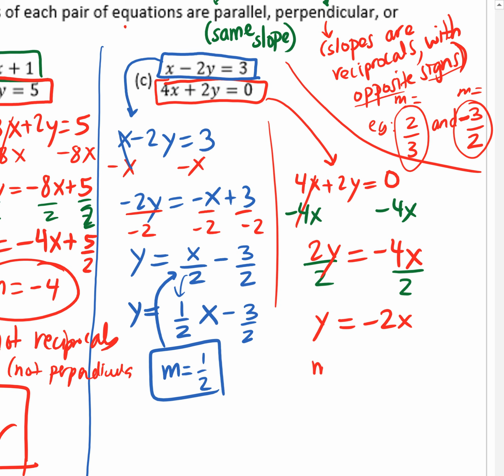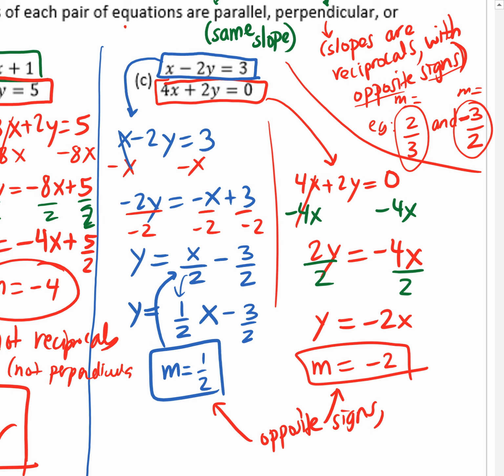Alright, so the coefficient of x is negative 2. That must be the slope. But notice these guys, they have opposite signs. Because the first one was positive, this second one's negative. And they're reciprocals. 1/2's reciprocal is 2 over 1, but that's the same as 2. That means they're perpendicular.